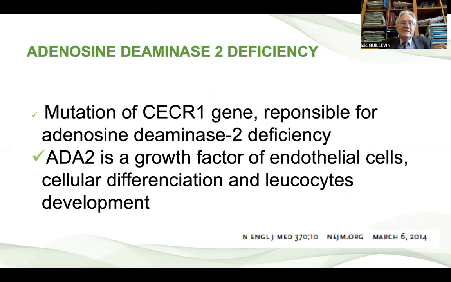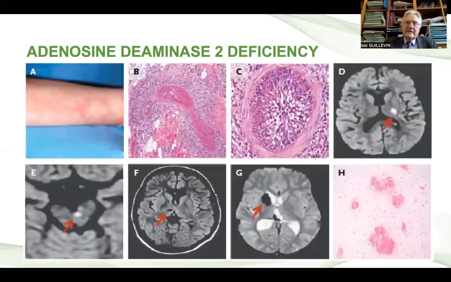And what has been identified is a mutation of the CECR1 gene, which is responsible for this deficiency in adenosine deaminase 2. ADA2 is a growth factor of endothelial cells, cellular differentiation, and leukocyte development. And we understand why it affects the vessels.